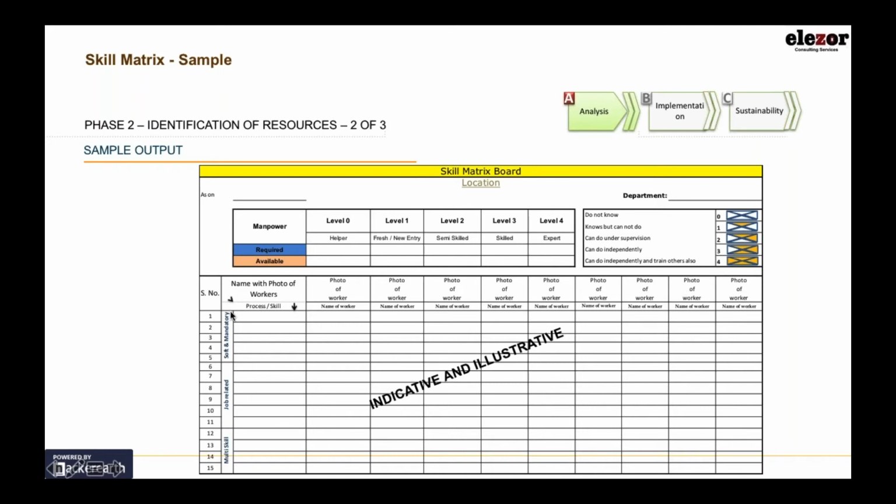So here is the matrix which you have. This is more or less a very standardized matrix. Now this can be tweaked as per your requirement, but this is the most standard one which I've seen most of the companies using, with the name and the photograph of the workers, and the skills and the processes listed out, and against each skill and name, the person is rated on a scale of 4, from 0 to 4.